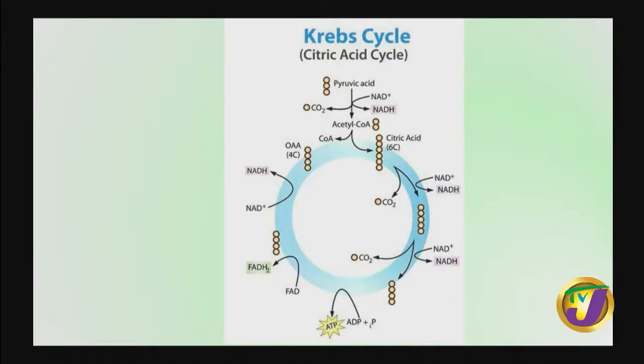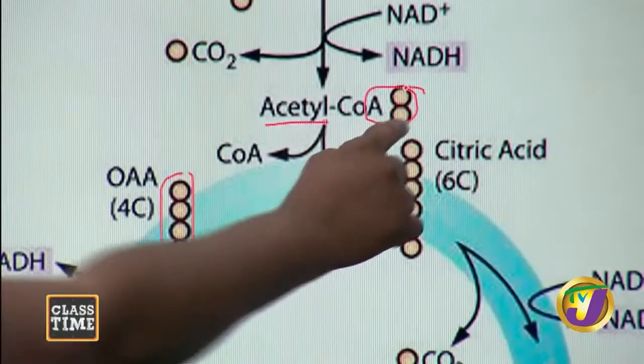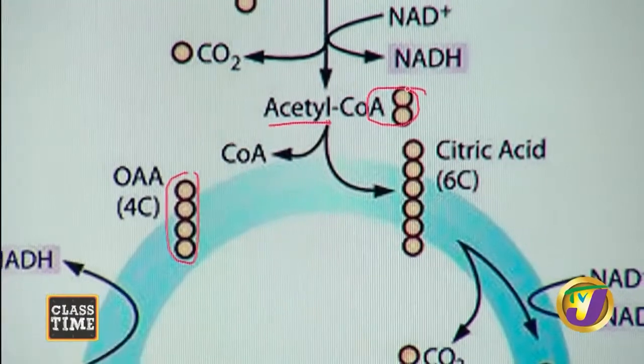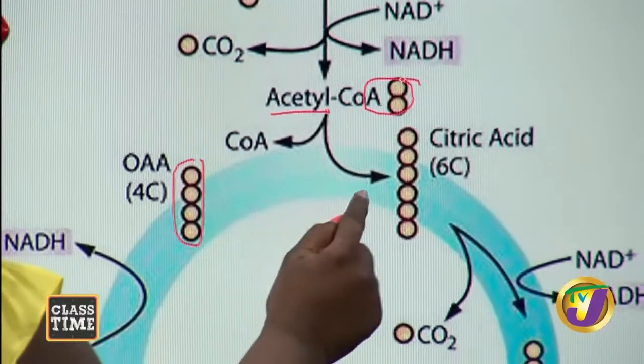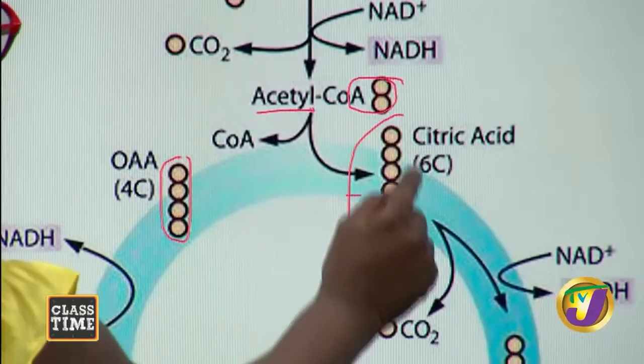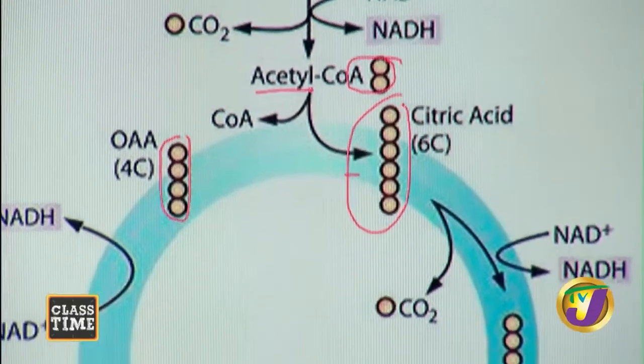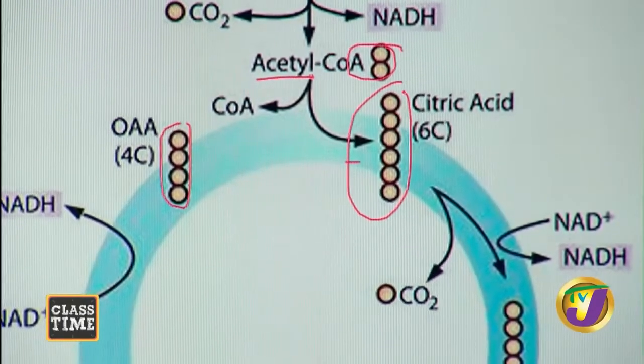I wish I was able to write it out here, but I didn't. But just notice that this is a 4-carbon compound here. Remember, the acetyl group is a 2-carbon compound. So when this 2 adds with this 4, it's going to make a 6-carbon compound that is here called citric acid. And some of you might be familiar with this particular acid.